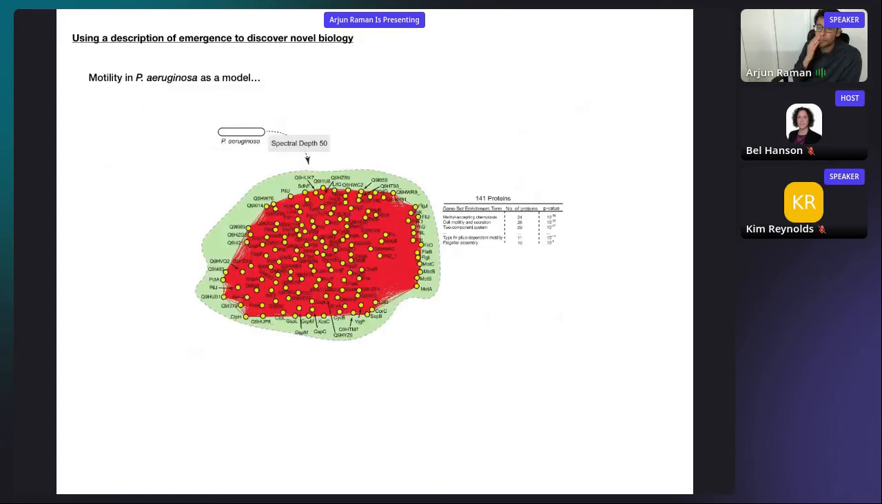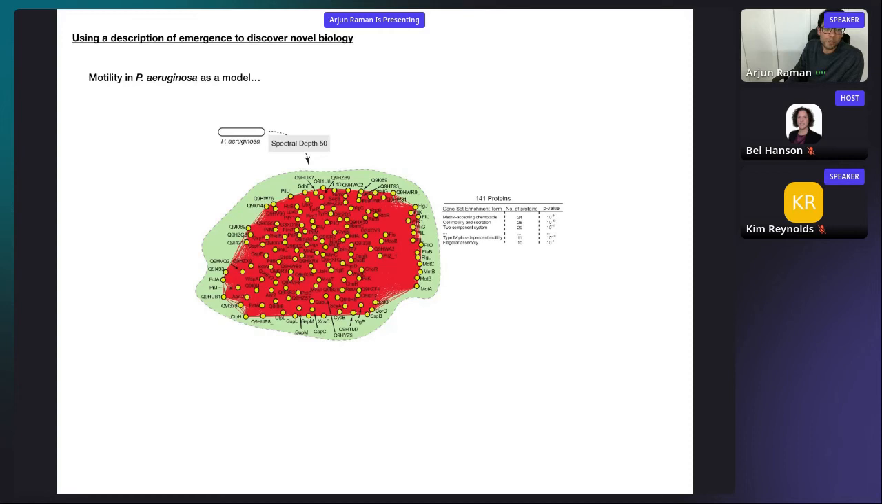So we looked at motility in Pseudomonas aeruginosa as a model. The reason we did this was because there are a substantial number of uncharacterized proteins in Pseudomonas, at least relative to E. coli K12, which is very well characterized. And there also exist robust assays to test different types of motility in Pseudomonas. So we created the same sort of network graph. Instead of using FLE-C, the flagellar filament, as a bait, what we used here was PIL-A, which is a core structural protein for Pilus-based motility in Pseudomonas. And this is the network graph that we found at spectral depth 50.